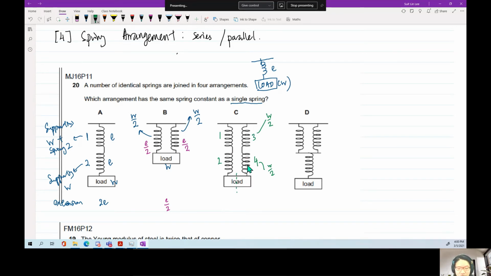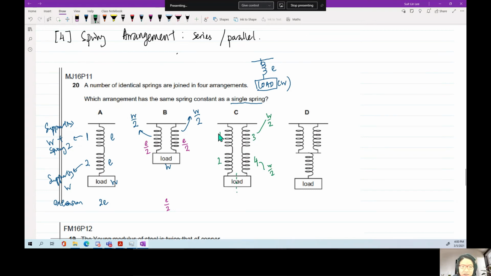So if 3 has to support 4, and 4 supports the load, it means that 3 also has to support the load. It's a little bit like if you sit on a horse, but you also carry a bag, the horse will have to take your weight and the bag's weight. 3 will have to take the weight of the spring, which is negligible, and also the load. But it doesn't mean that 4 doesn't take the load. They both take the load.